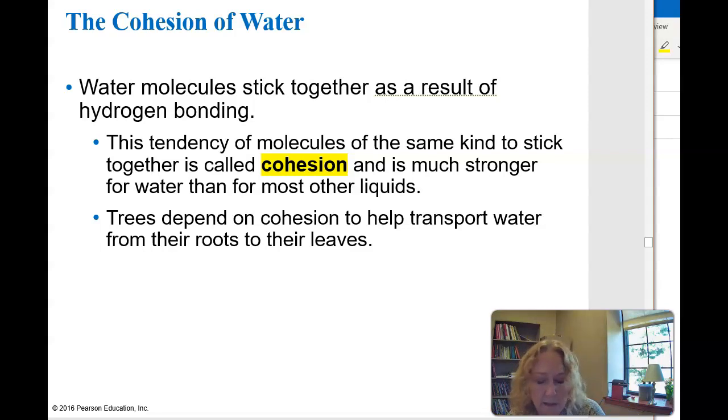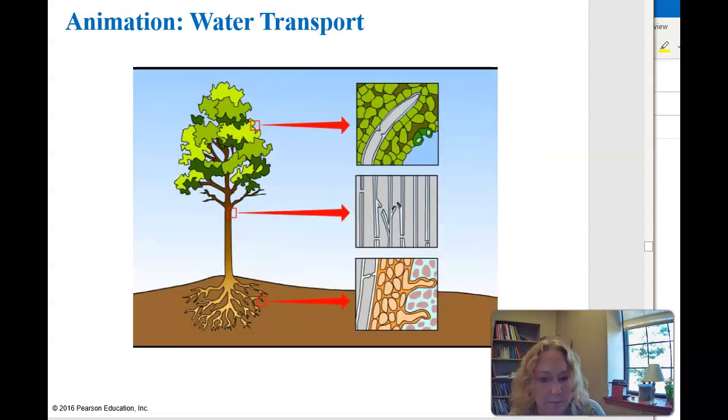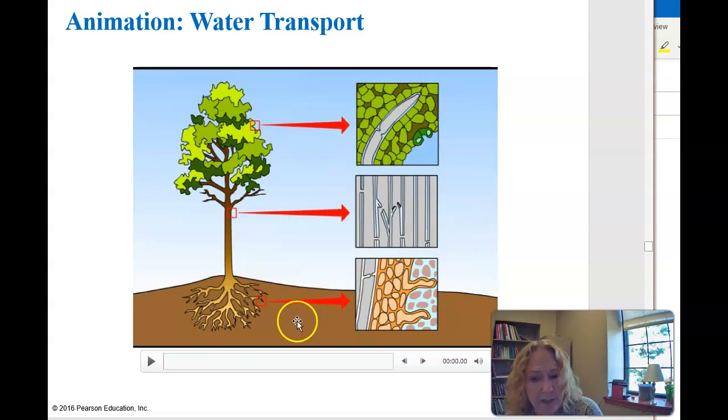Trees depend on this for photosynthesis, for transportation of water and evaporation. So essentially the water molecules stick to each other through cohesion, and they kind of stick to the side of things through adhesion, and they make it all the way up to the top.